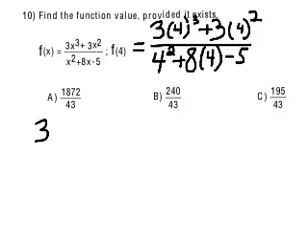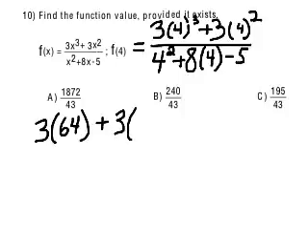We've got 3 times 4 to the third power. So 4 to the third power is 64. So we do that first. And we copy everything else in that we don't touch. So I'm not messing with the 3 here, so I'll just put it back in. 4 to the second power is 16. Okay.